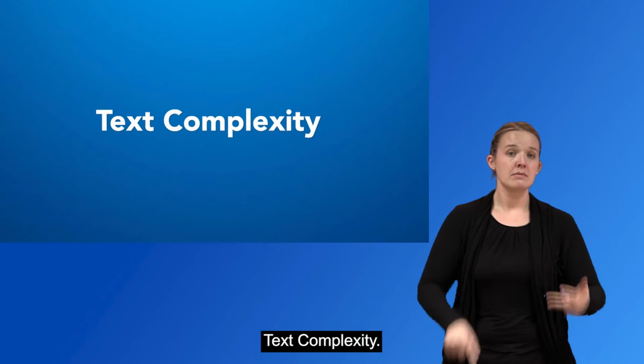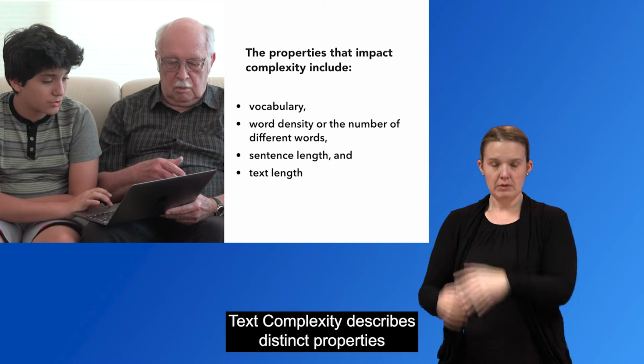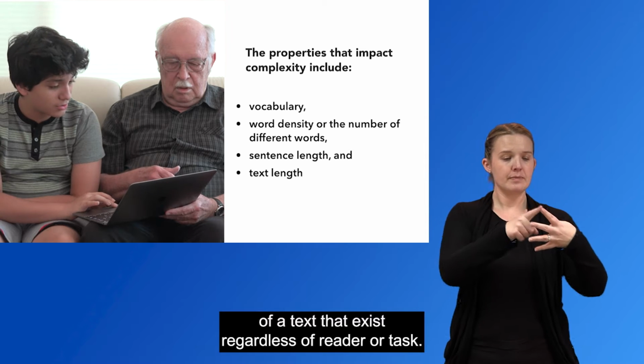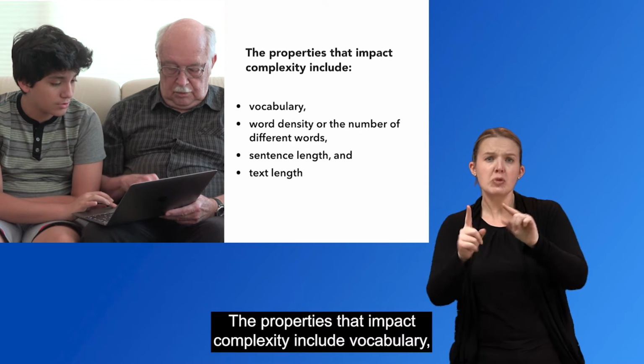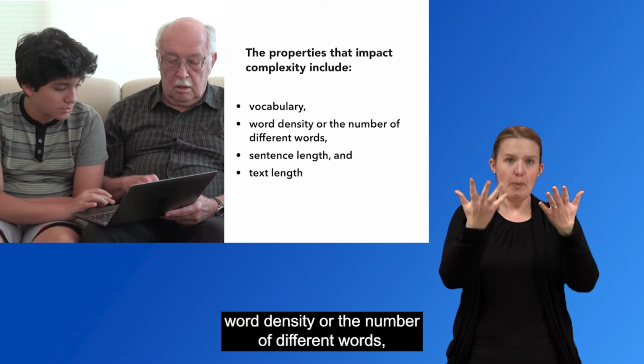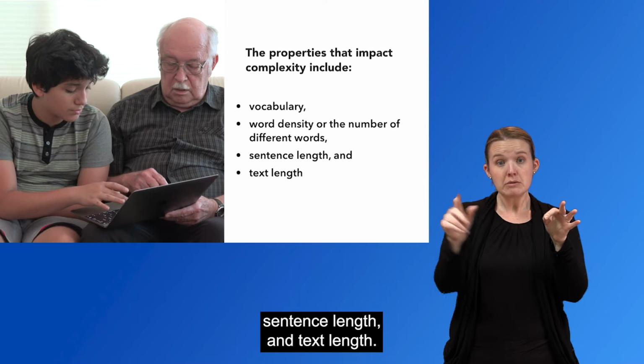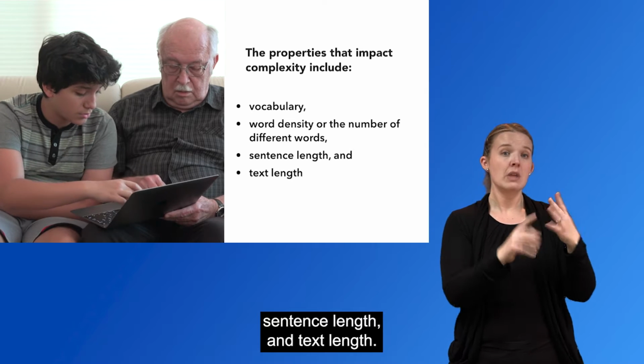Text complexity. Text complexity describes distinct properties of a text that exist regardless of reader or task. The properties that impact complexity include vocabulary, word density or the number of different words, sentence length, and text length.